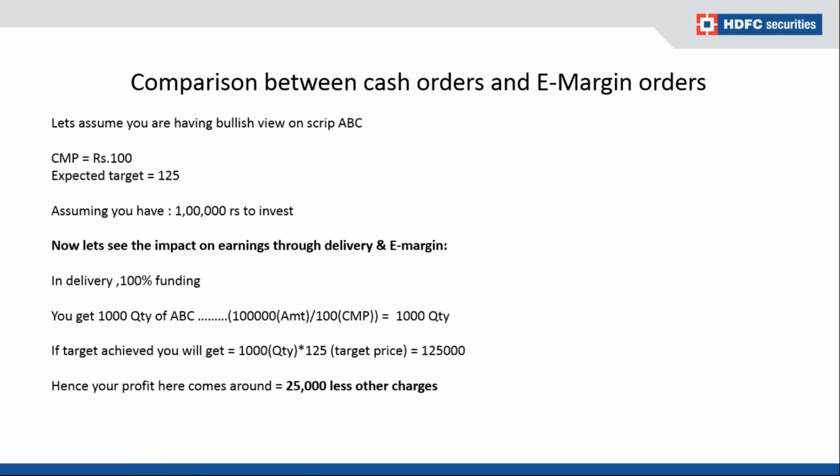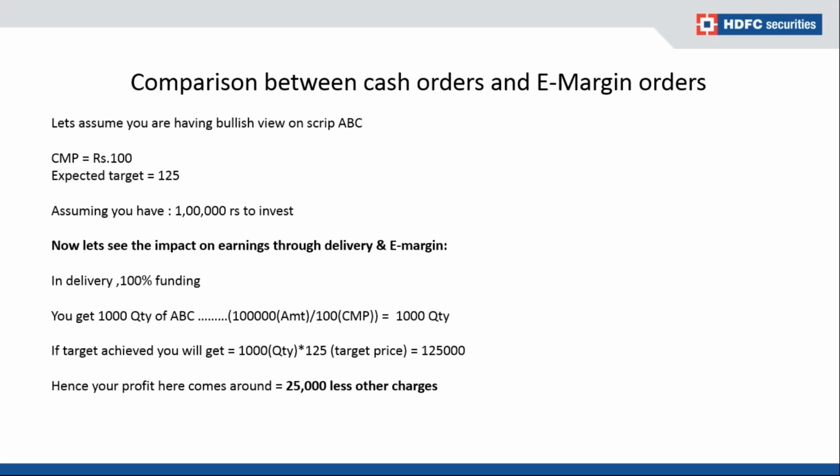Now, just to make things clearer, we have a comparison between the cash order and the E-Margin order. A cash order is a normal delivery order that most of you are doing right now, that is, buying a stock by paying the entire value. E-Margin orders are leverage orders. So what is the difference between them? We will give you a comparison so you can understand it properly. Let's assume that you have a bullish view on a stock.